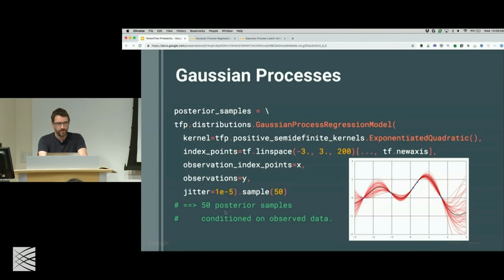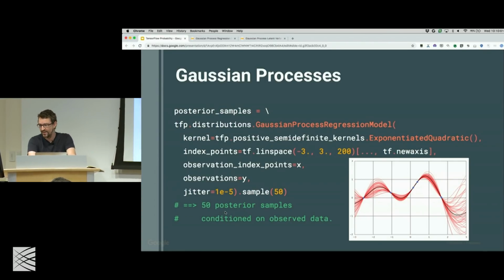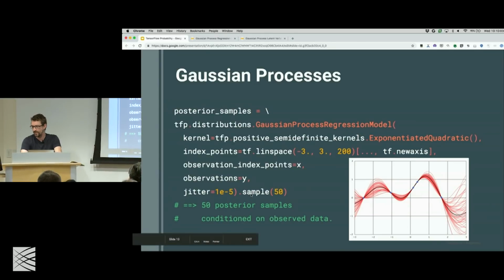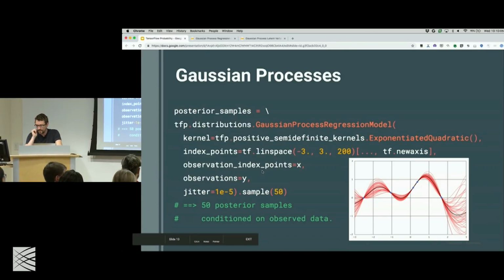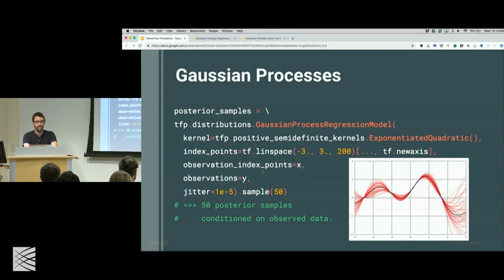We also recently added Gaussian process support. I'll talk a little bit more about this later. But this is an example of, again, in just a handful of lines, doing Gaussian process regression and sampling a bunch of draws from the posterior.